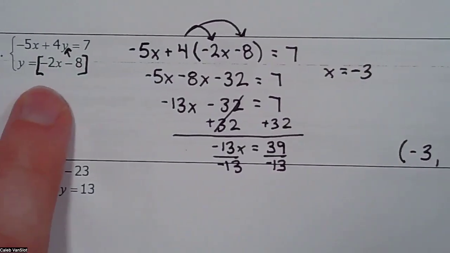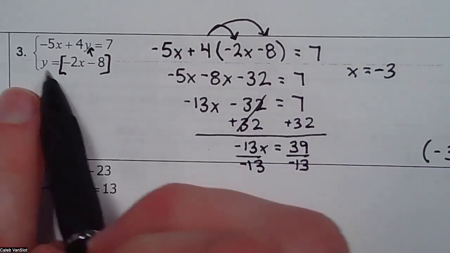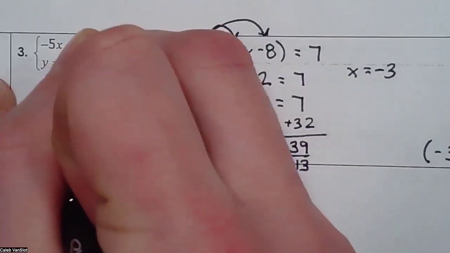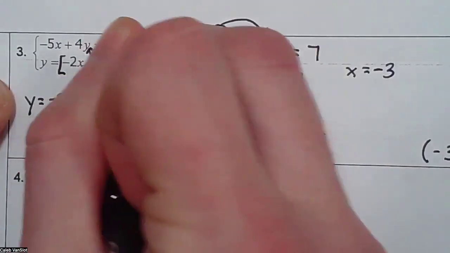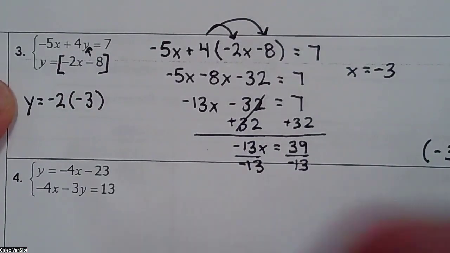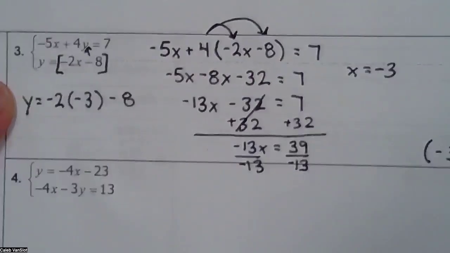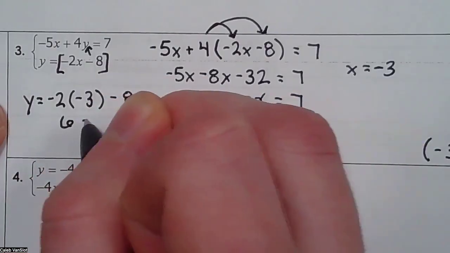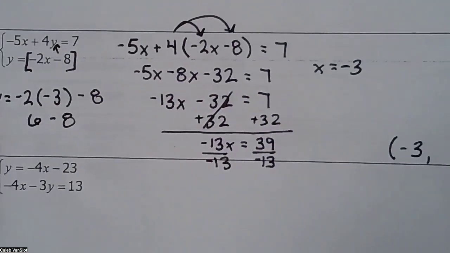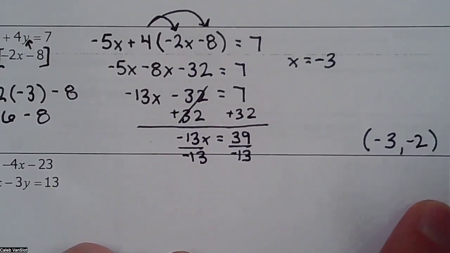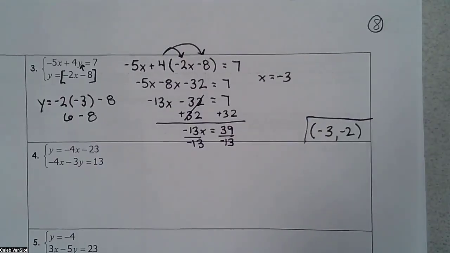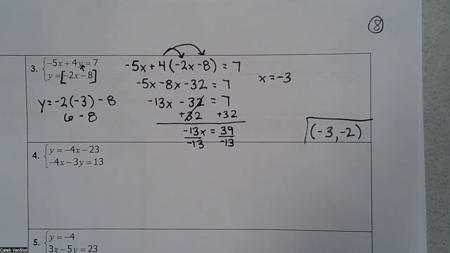Again, I think the easiest way to do this would be to use this bottom equation. Does that make sense? It's already solved for y. I don't have to rearrange anything. I just have to plug in my x. So y equals negative 2 times negative 3, which is what we just said x was, minus 8. Okay? Negative 2 times negative 3 is positive 6, minus 8 gives us negative 2. Okay? I know I went maybe a little bit faster there, but does that one make sense as we're working through it? Okay.